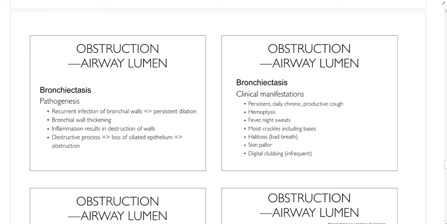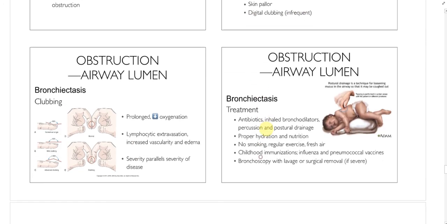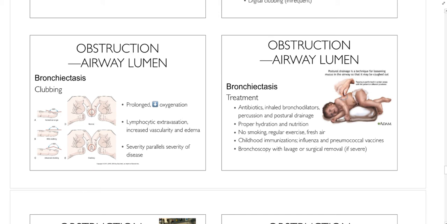They may have skin pallor, and digital clubbing may come into play here, but it's not as frequent as we have in COPD. And clubbing itself is due to decreased oxygenation rather than CO2, like I said earlier. So it's prolonged decrease in oxygenation, not an increase in CO2.